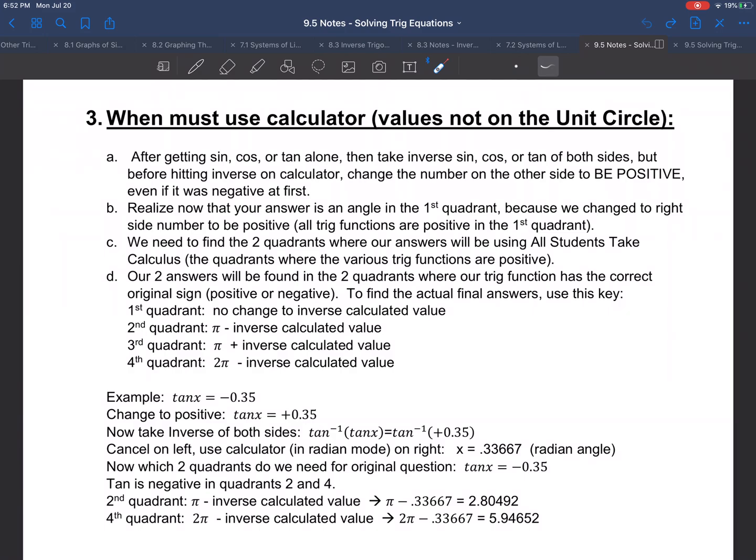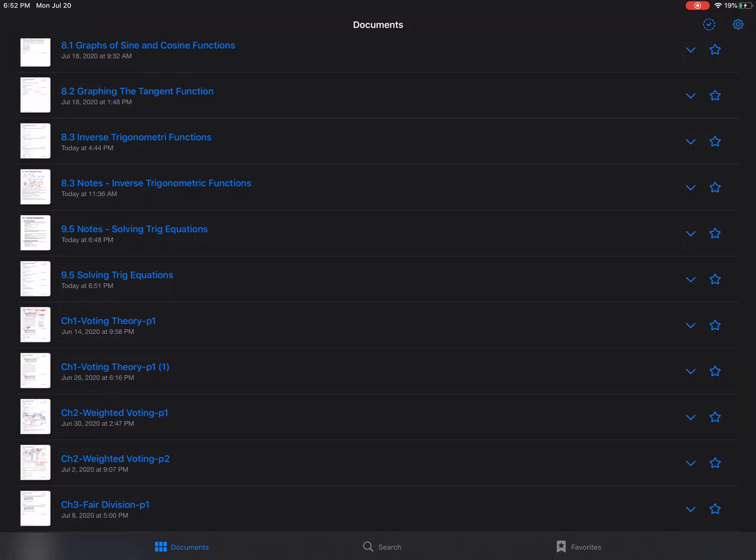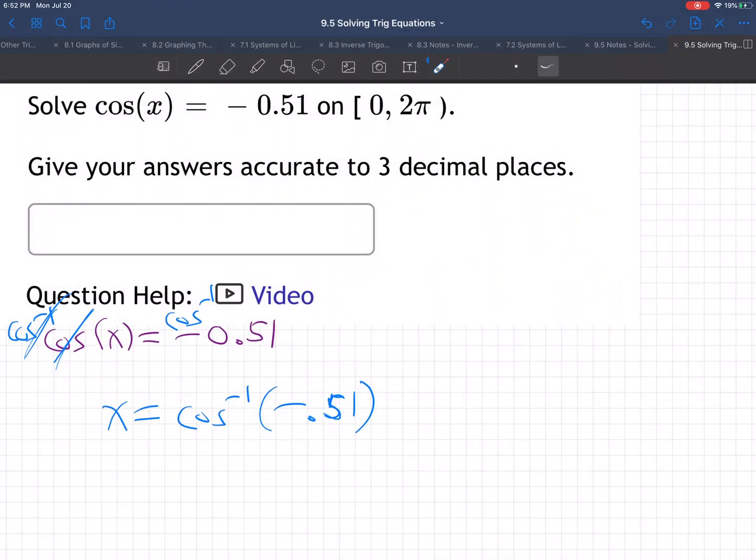I didn't read that carefully. After getting sine, cosine alone, then take the inverse sine, cosine, tangent on both sides. But, better keep reading. Before hitting the inverse button on the calculator, change the number on the other side to be positive, even if it was negative at first. That's really important. So let's do that. So this should be made positive.